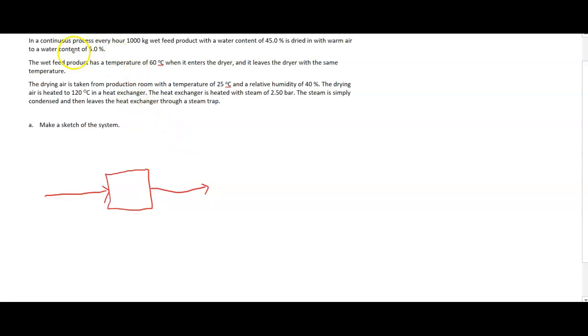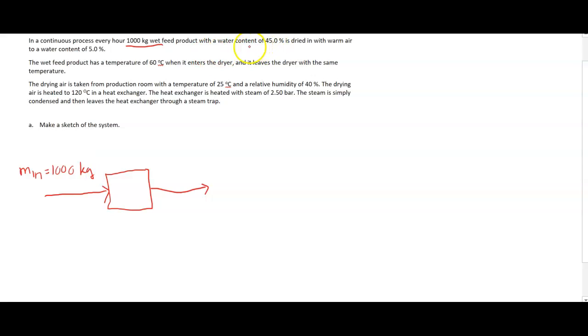So we read up here. In a continuous process, every hour, 1,000 kilos of wet feed. So M in equals 1,000 kilos.